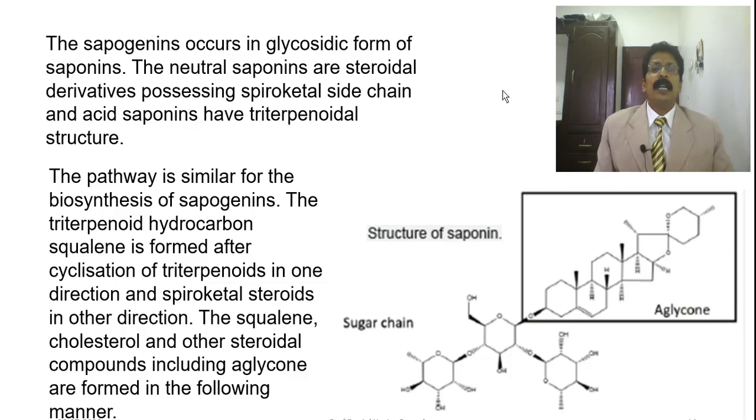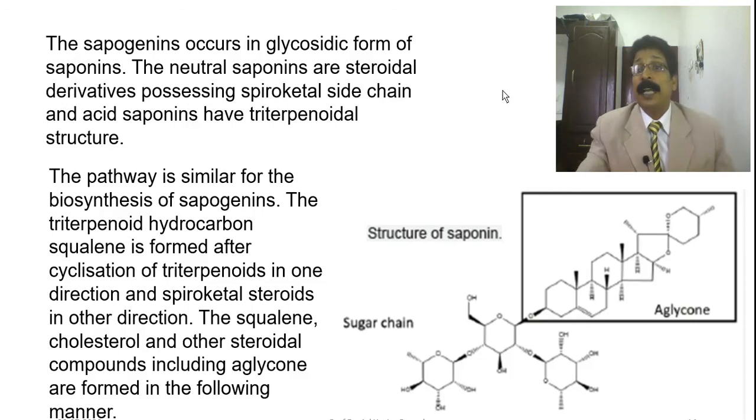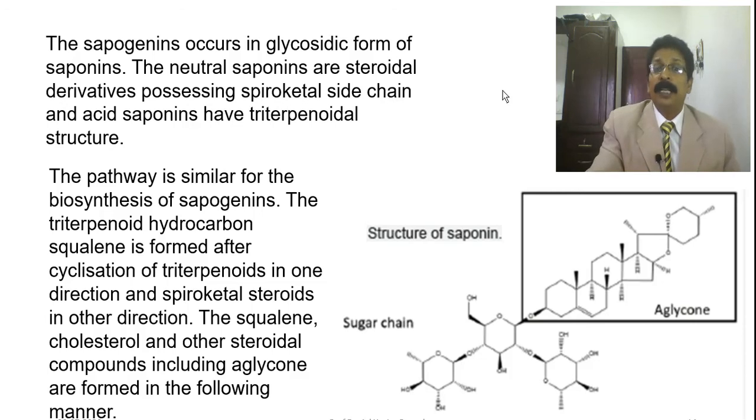The triterpenoid hydrocarbon squalene is formed after cyclization of triterpenoids in one direction and spiroketal steroids in the other direction. Squalene, cholesterol and other steroidal compounds, including the aglycone, are formed in the following manner. You can see a structure here. Before going down, I have given some structures to show what a saponin is. A saponin is a glycoside, and it will also have a glycan part.